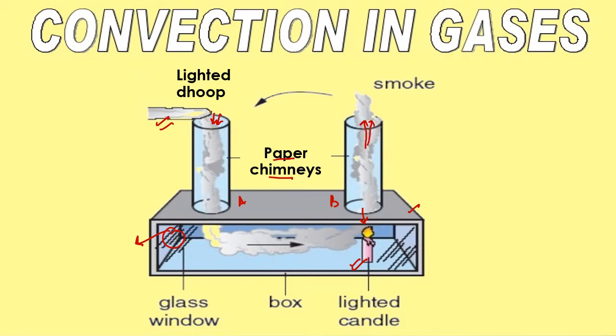This happens because the candle which is placed near B heats up the air surrounding it, due to which it becomes lighter and rises up, and it also carries the smoke of the dhoop which is present inside the box. The cold air enters through B to take its place, so it carries the smoke of the dhoop along with it. This way, a convection current is formed between chimneys A and B.